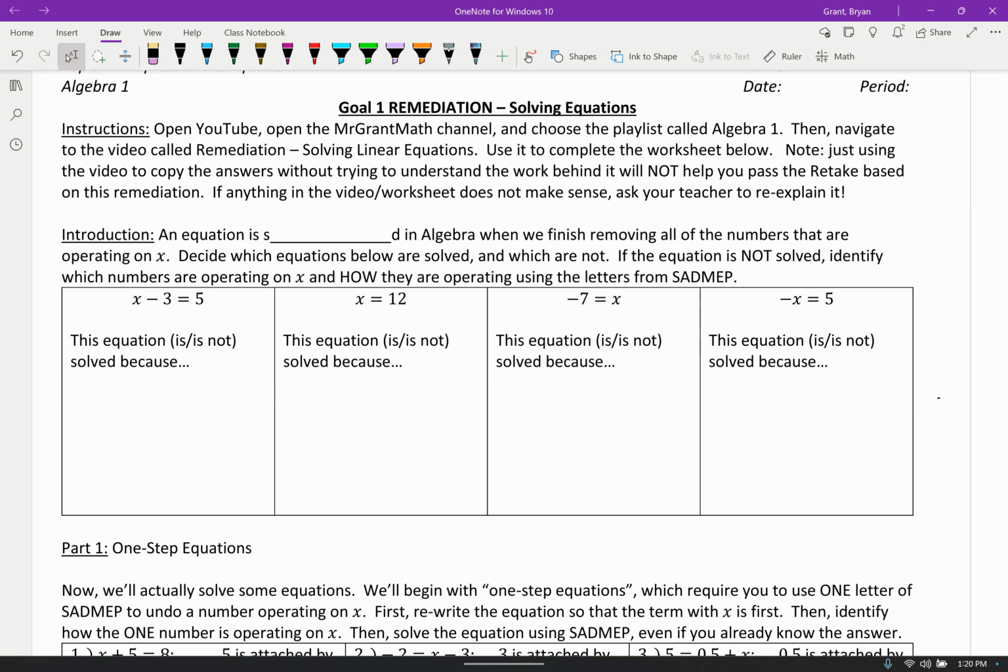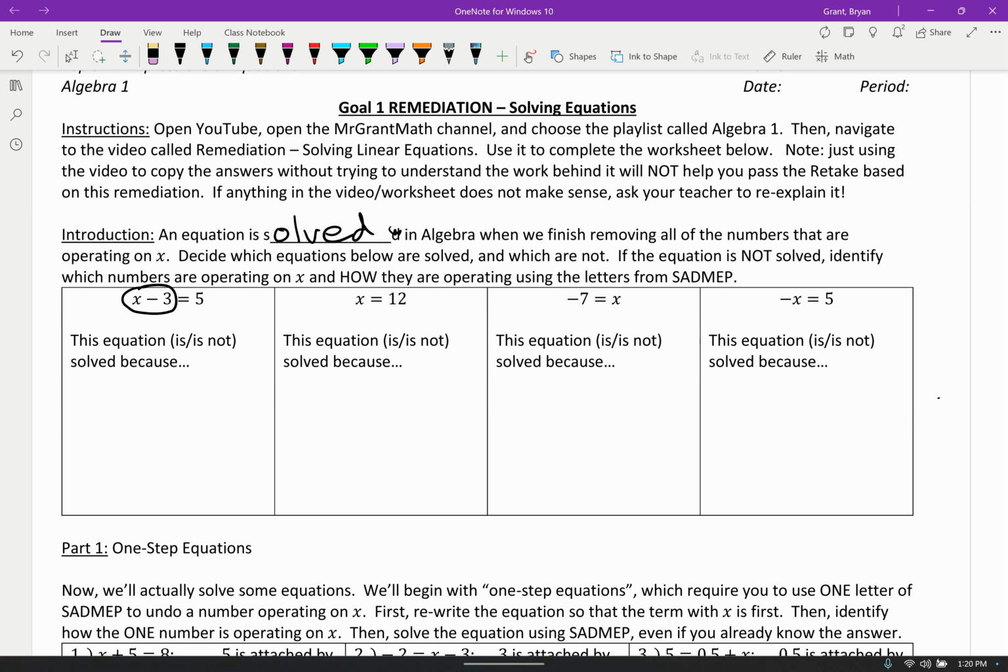We are, of course, solving equations, and we should know that an equation is solved in algebra when you finish removing all the numbers that are operating on x. And that means you look at one side of an equal sign, like over here, here's the left side of the equal sign that has the x. We can ignore the right side for now because we're only focused on the side with x.